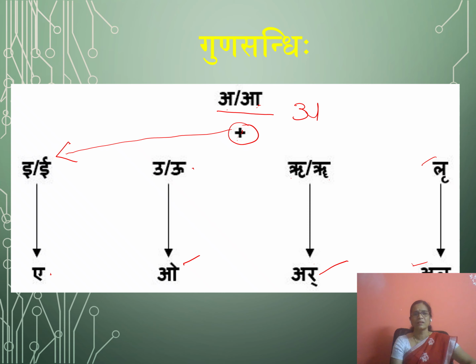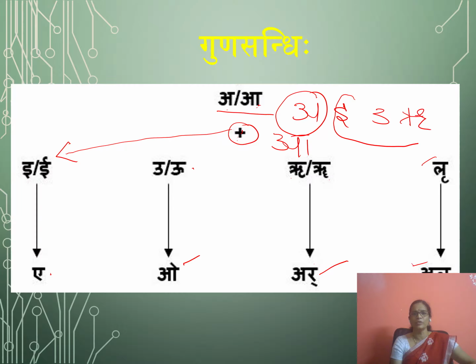What difference did you understand between Dirgha Sandhi and Guna Sandhi? For a, i, u, r, either short or long, the same letter should be on both sides for Dirgha Sandhi. In Guna Sandhi, a comes as the first word's last letter and i, u, r come as the second word's first letter. That is the difference. If you understand this, it will be easy for you to remember.